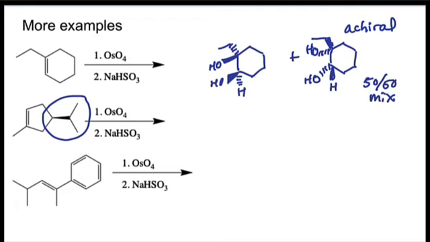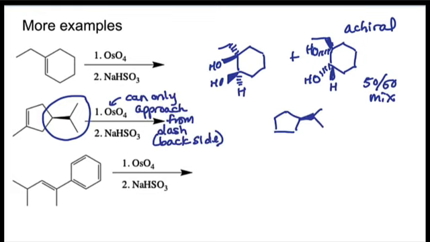In this case, we've got a nearby R group, and that's going to dictate the stereochemical outcome. The osmium tetroxide can only approach from one face. All right, and so the resulting structure is going to have the hydroxyls adding only to that side, to the dash. And the methyl, therefore, is going to be on the wedge, and the product is chiral. Notice we started with something chiral.